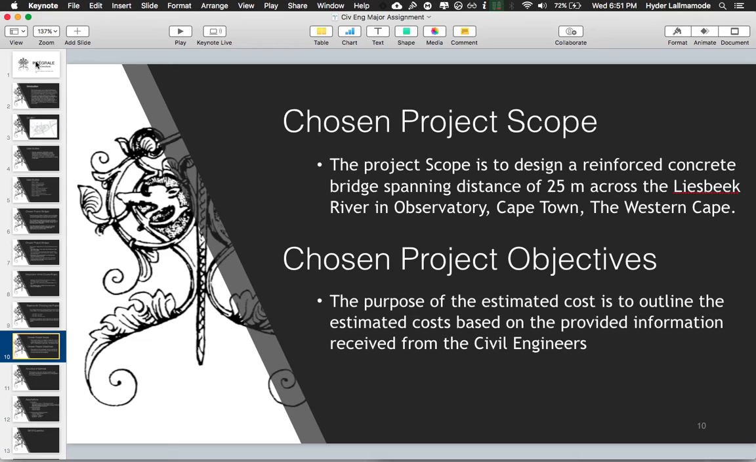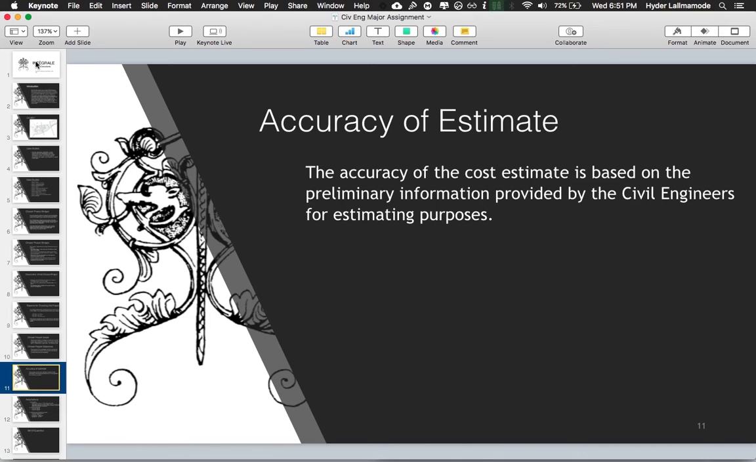The project scope is to design a reinforced concrete bridge spanning 25 meters across the Liesbeek River in Observatory, Cape Town, the Western Cape. The purpose of the estimated cost is to outline the estimated costs based on the provided information received from the civil engineers. The accuracy of the cost estimate is based on the preliminary information provided by the civil engineers for estimating purposes.